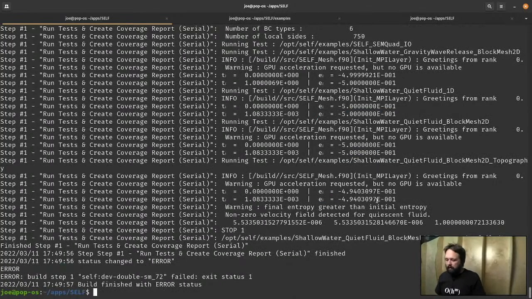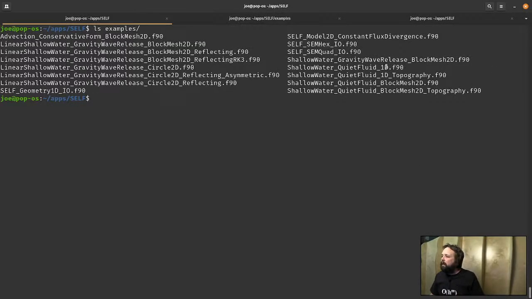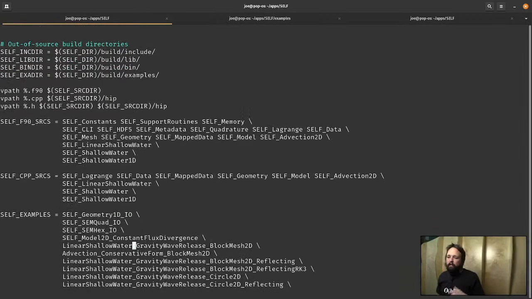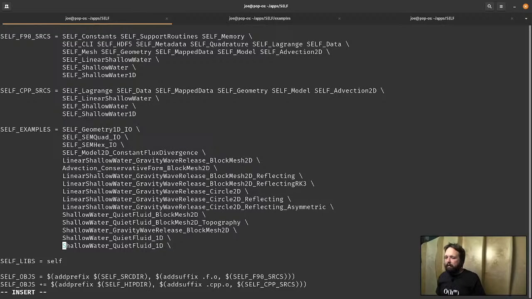So let's go ahead and add this new example. Remember, the new example we have is shallow water quiet fluid 1D topography. So we'll go back into that make.include to add this to the testing. If you look at the self examples list here, we're just going to go ahead and add to this list.